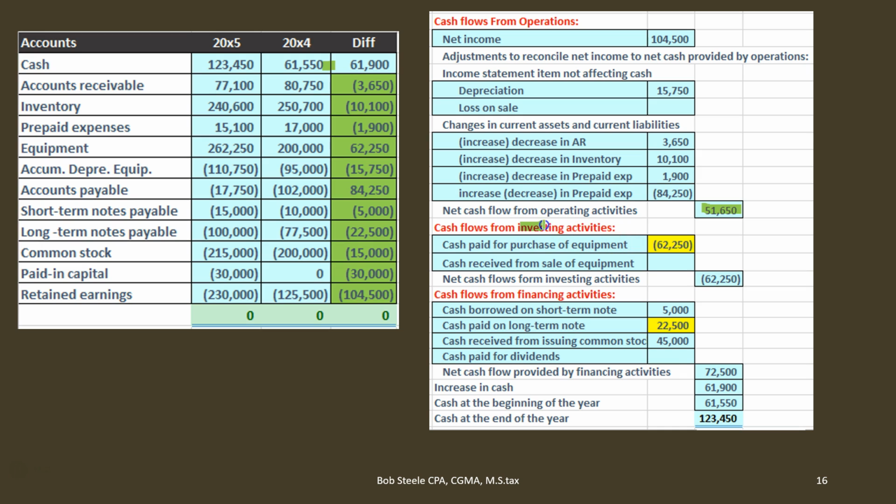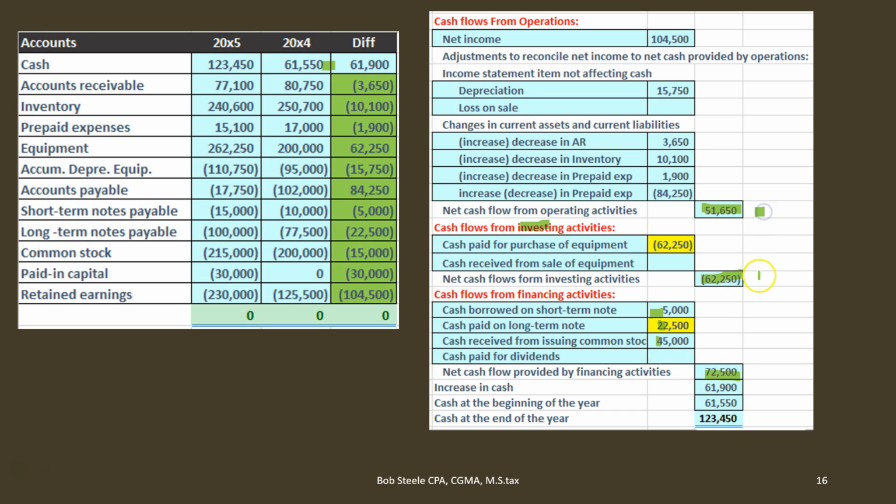Cash flows from the investing activities, all we have is this 62,250. It's a negative, so it's a decrease. So we're going to say net cash flows from investing activities is a decrease of 62,250. Financing activities, we got the 5 plus the 22.5 plus the 45. So we borrowed money in this case, it looks like, and we issued stock. So it's all increases. We're going to add those up, 72.5.